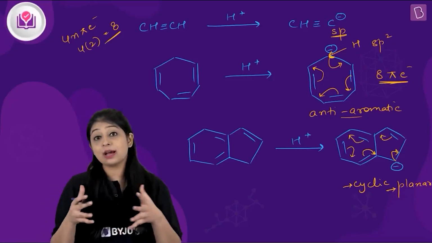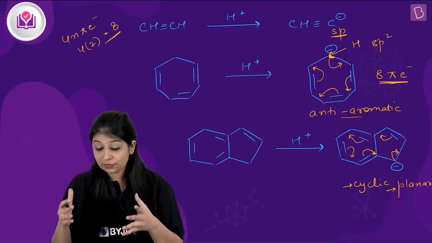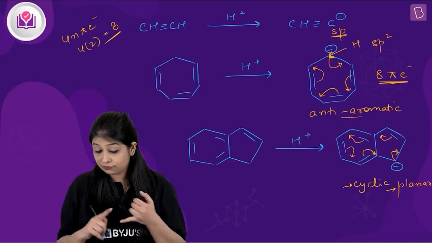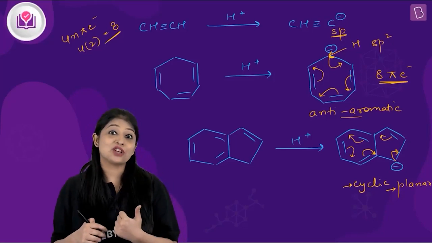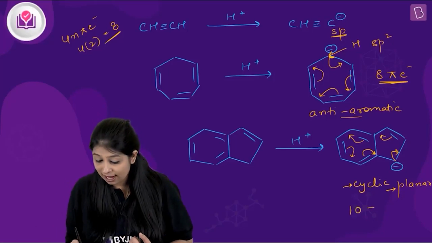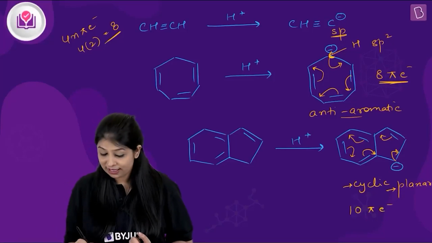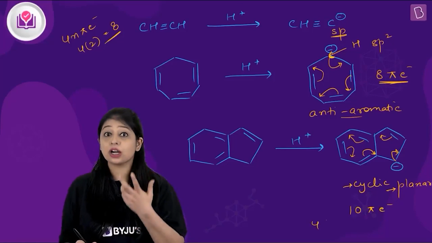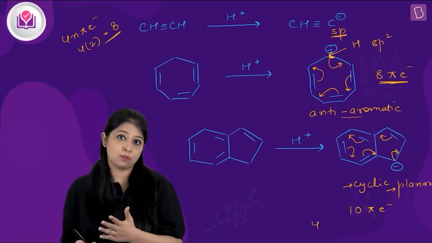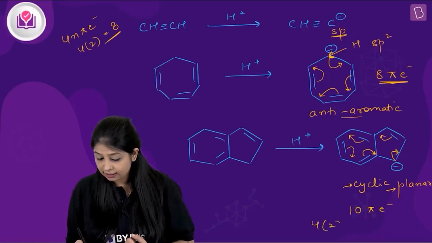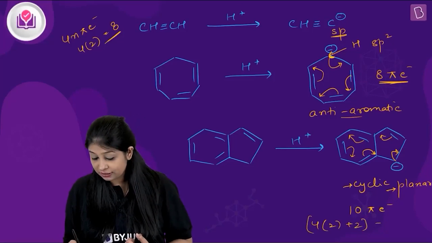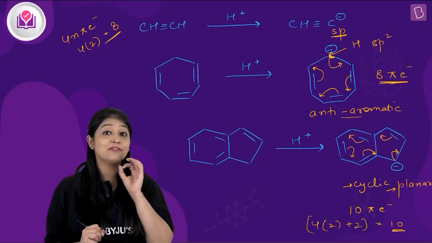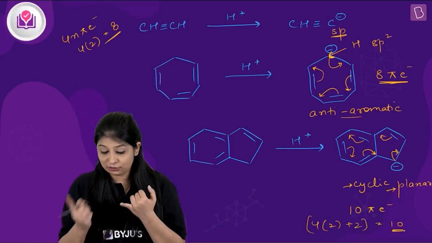And how many electrons are being delocalized in this molecule? Well, there are a total of 4 pi bonds, that means 8 pi electrons, and we have 1 negative charge as well, that means 10 pi electrons, right? For Huckel rule, it has to follow 4n plus 2 pi electrons. If we put the value of n as 2, what do we get? We get 10. So it follows Huckel rule as well.